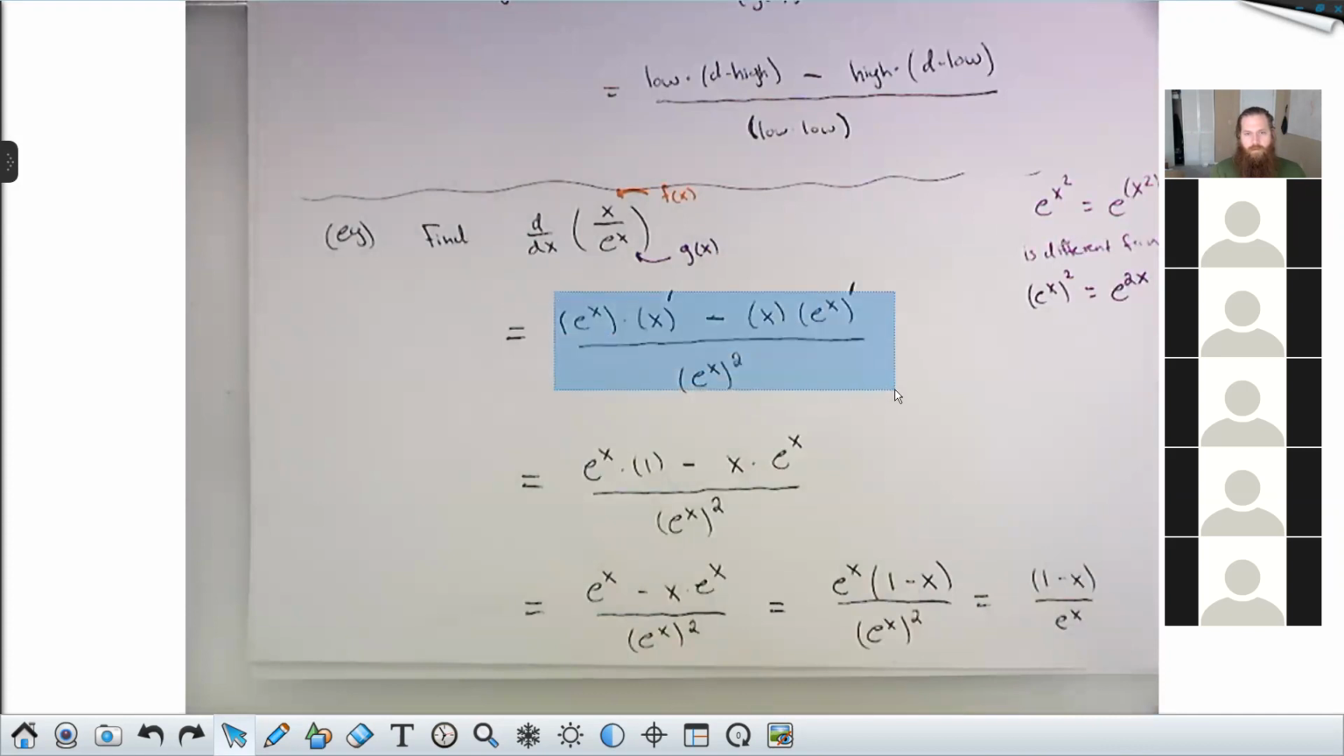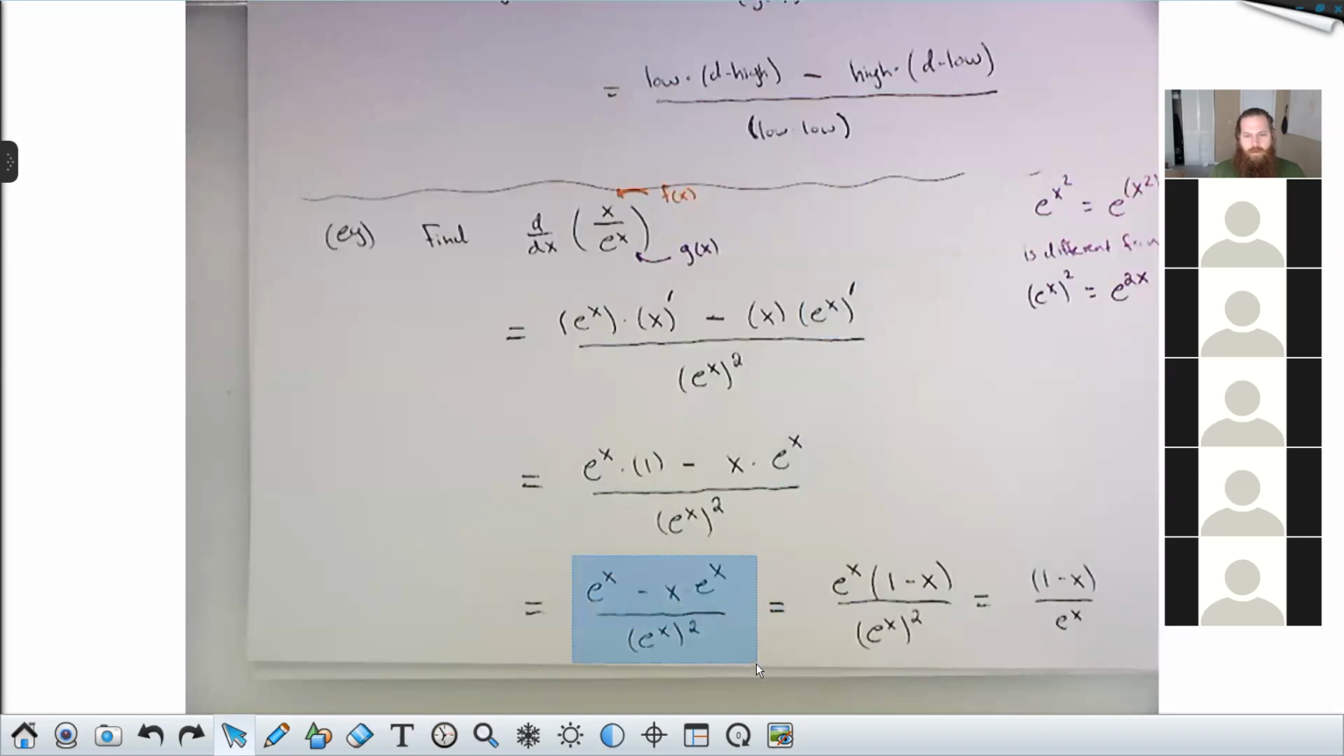Questions on this first line? Is everybody comfy with where these are coming from? There's low times d high, or g times f primed, minus f times g primed, all over g of x squared. And in this line, I just calculated each of the little primes. So the derivative of x is 1. The derivative of e to the x is e to the x.